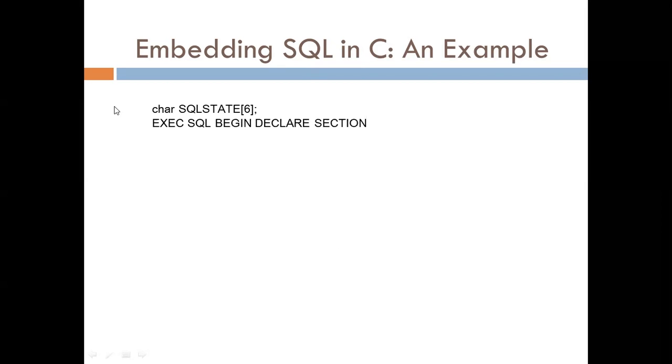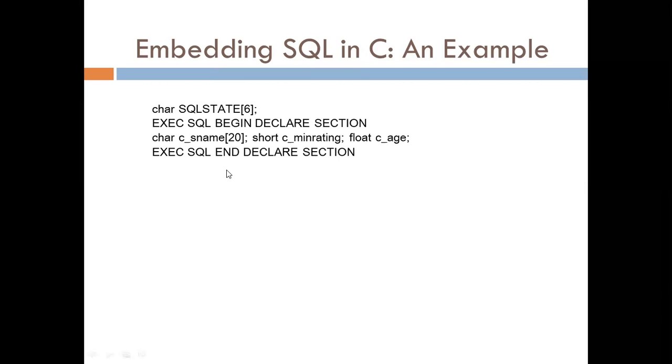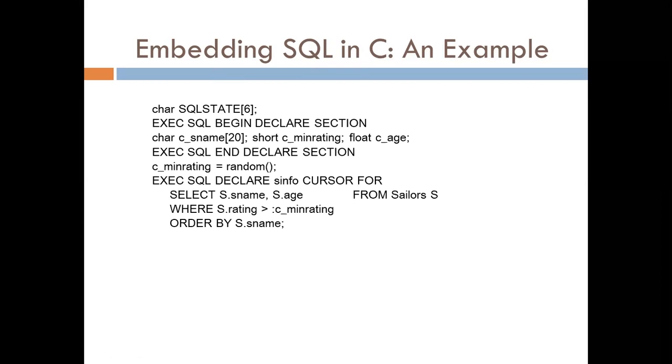First we are declaring a variable, that is SQL state of 6. Then the SQL begin declare statement. So we will be declaring the variables, that is the S name, minimum rating, age, that is a declaration of variables. Then we are generating a random rating. Then we are executing one command, that is select name of the sailor, age from the sailor's table where his rating is greater than the randomly generated variable, ordered by S name.